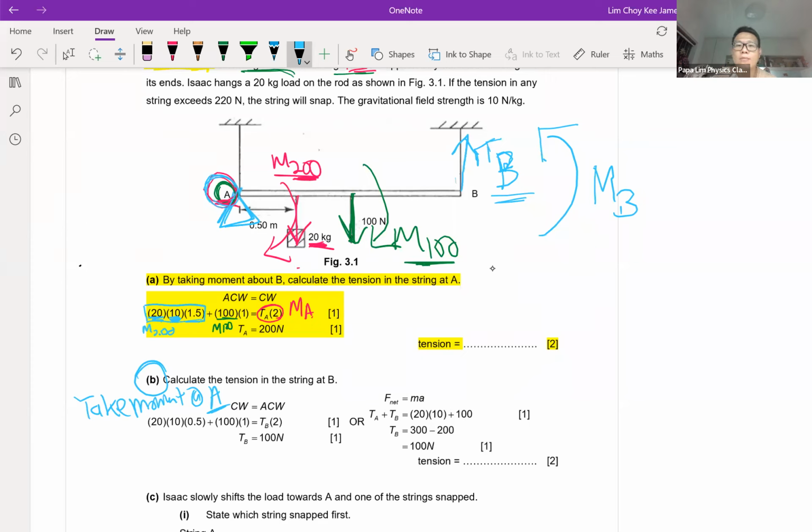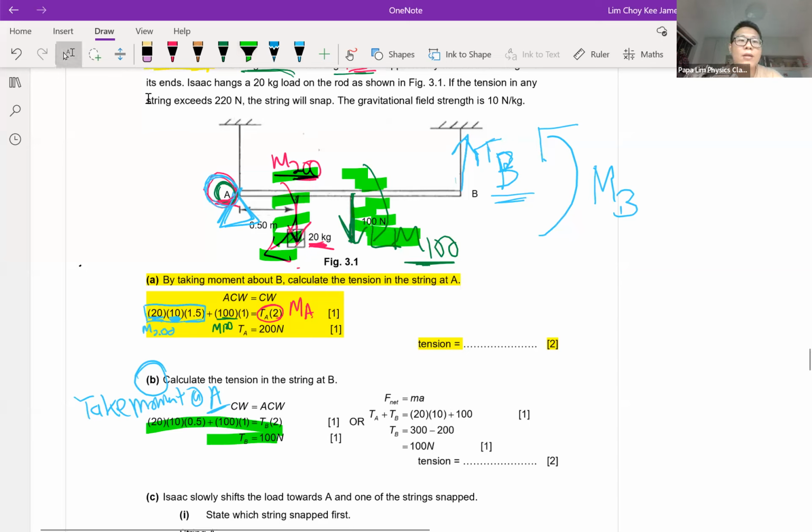Okay, then after that, same thing, once you have your moment equation, you just do your clockwise to anti-clockwise. Okay, now the only difference now compared to part A is I actually have 2 clockwise moment, and I only have 1 anti-clockwise moment. So you equate them in this equation, and you get answer TB to be 100. Now, this is one way of solving using moments.